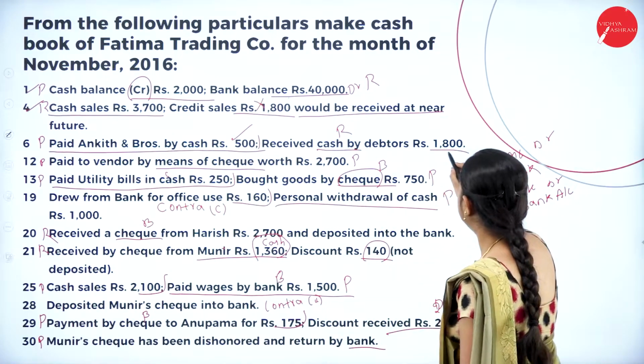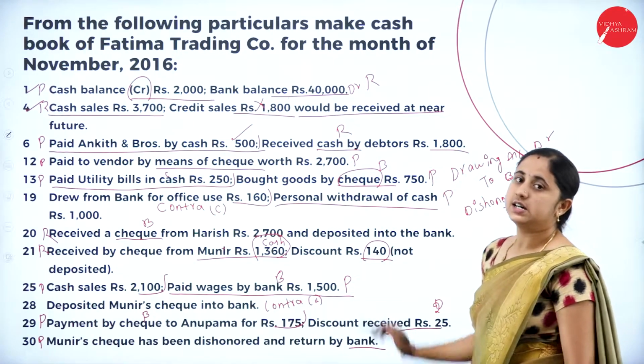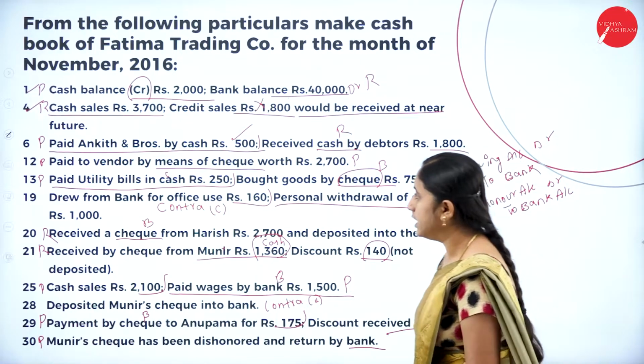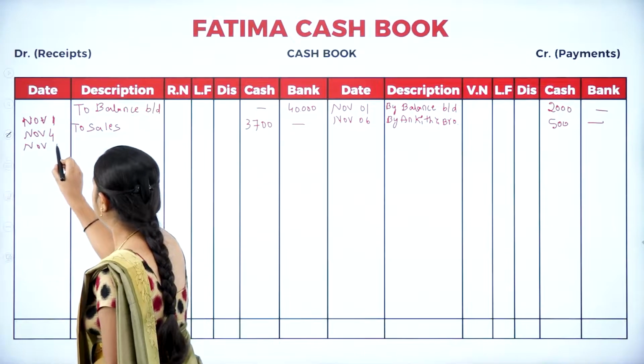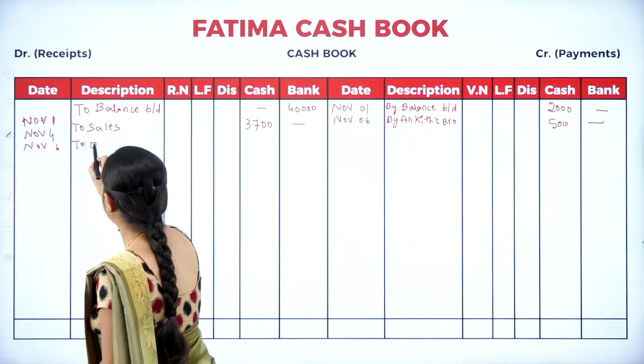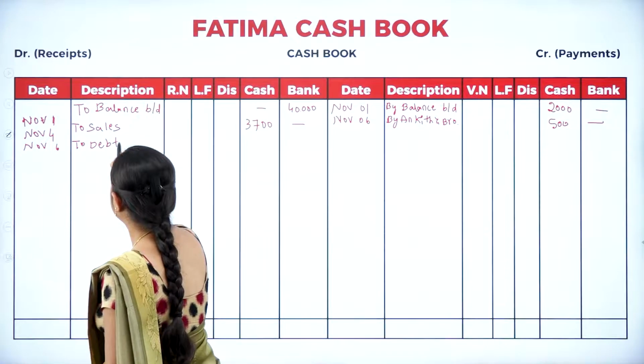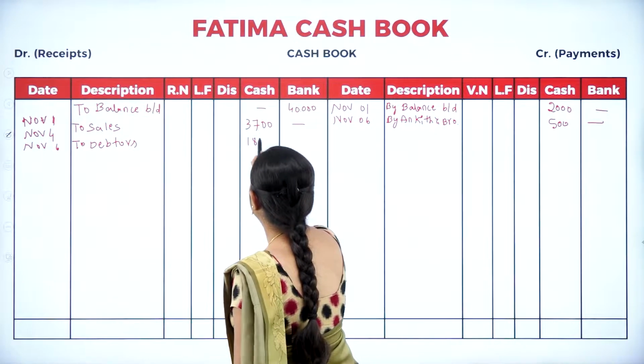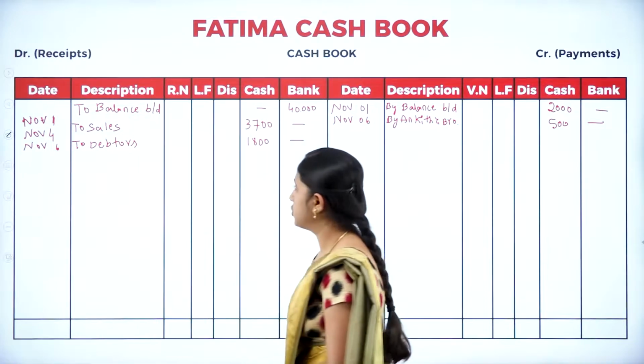Next, received cash from Datas 1800. Receipt side, to Datas account rupees 1800. November 6, to Datas, 1800 in cash column.